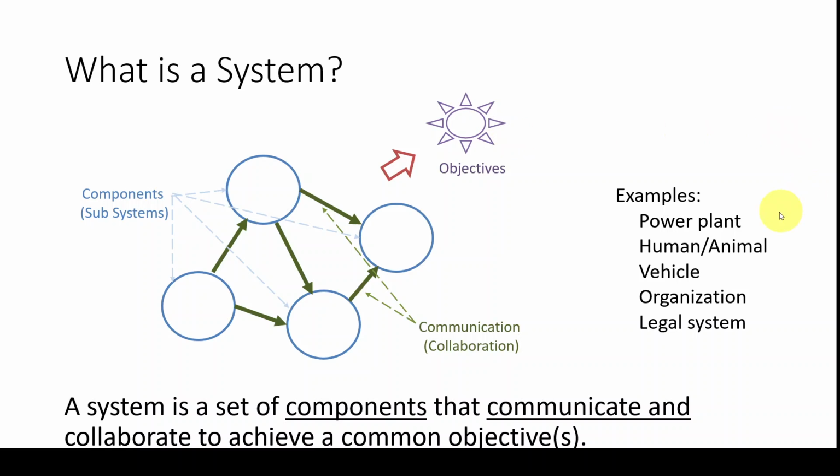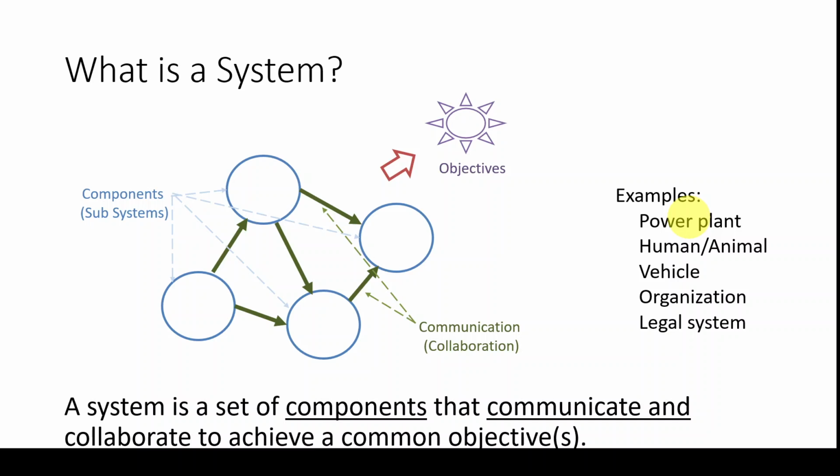For example, a power plant is a physical system. It's not a living system. If you take a vehicle, once you provide the power, it's a system. It generates motion, the dynamic energy.